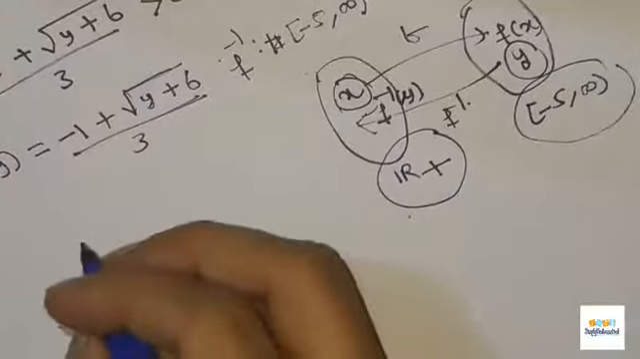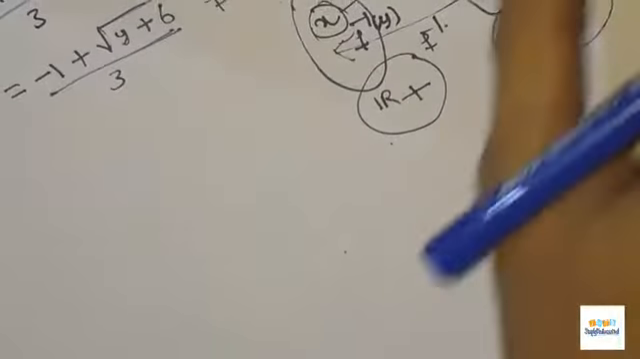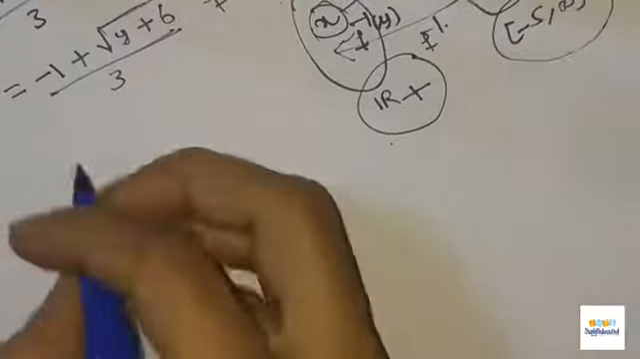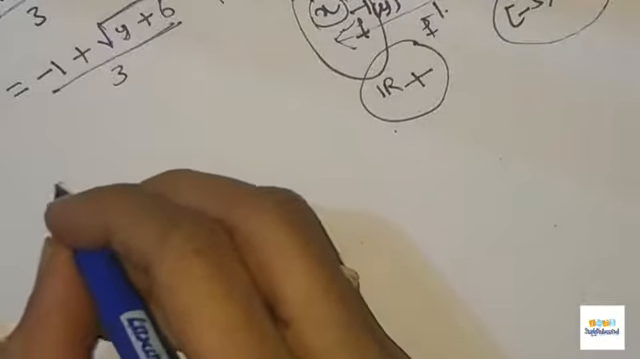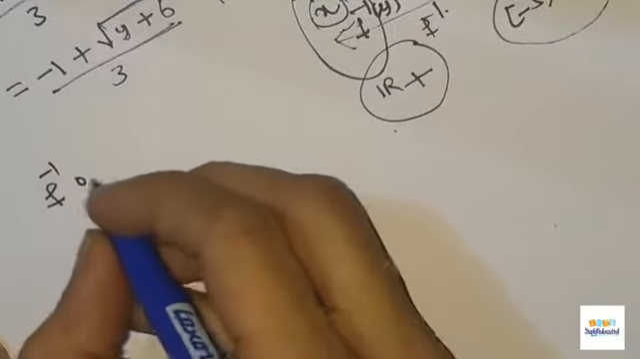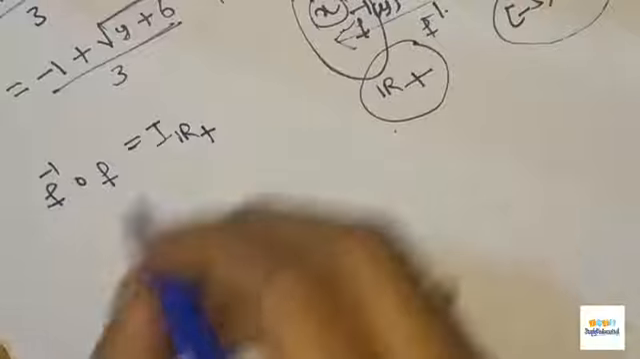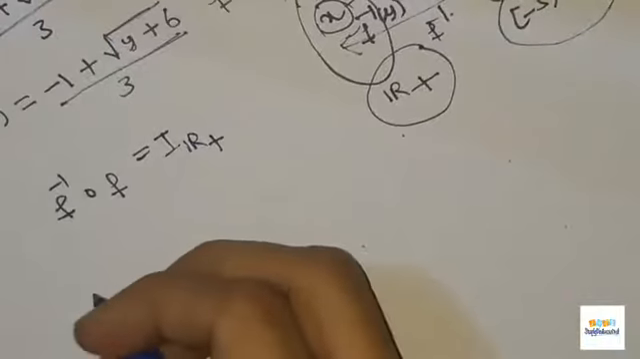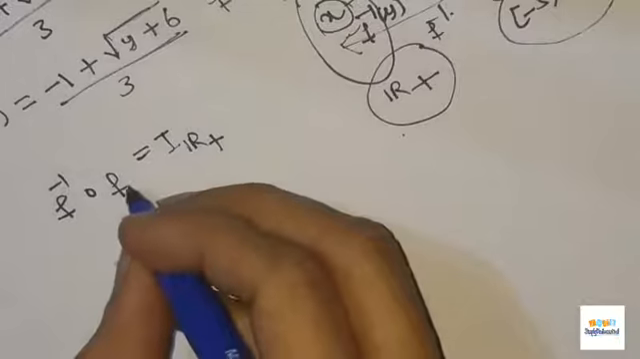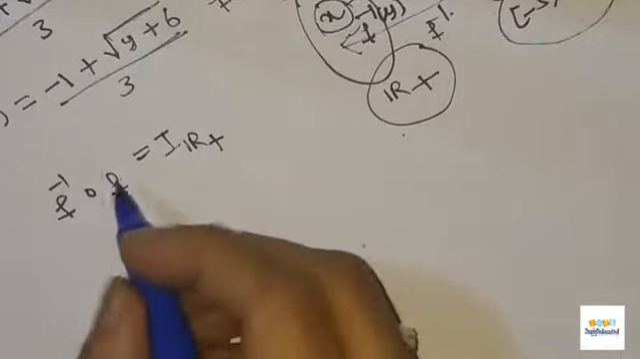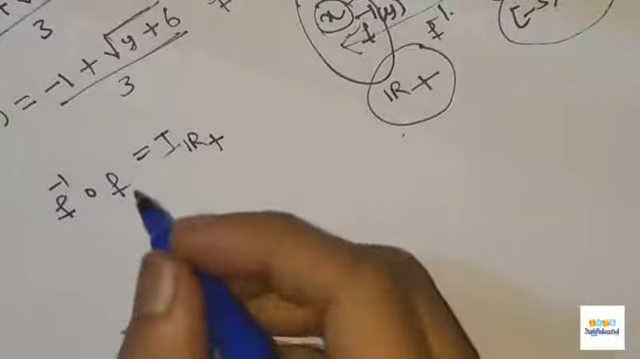But we have to check two conditions here before saying that f is invertible, right? The first condition that we have to check is f inverse composition f is equal to I suffix R plus. Since we have to check this, we have to take one value here, otherwise we cannot find the function.